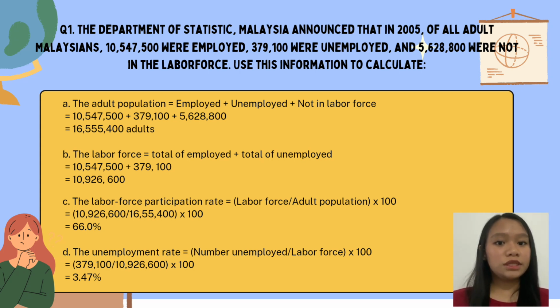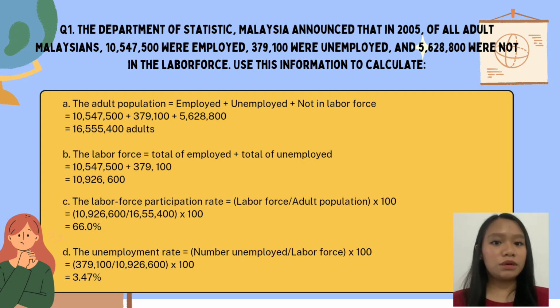Next is the labor force participation rate. The formula is labor force divided by adult population multiplied by 100, which is 10,547,500 divided by 16,555,400 and multiplied by 100 equal to 66%.